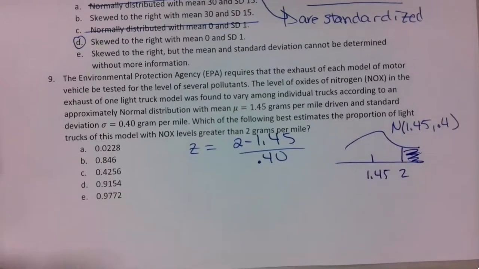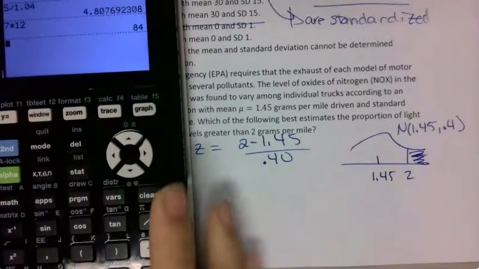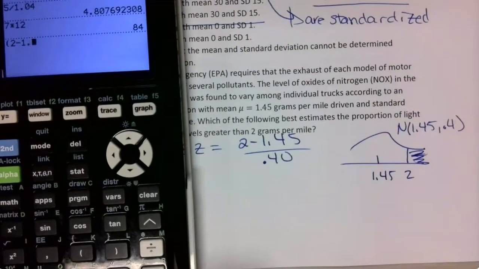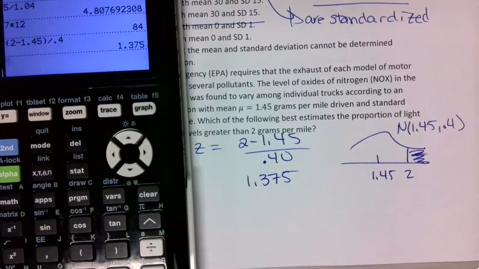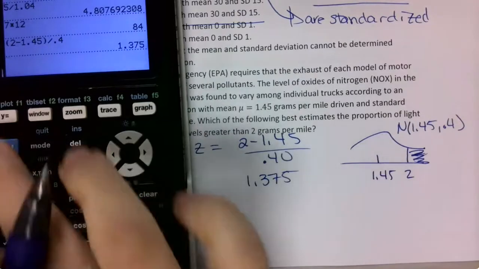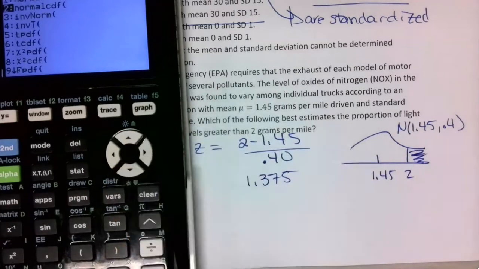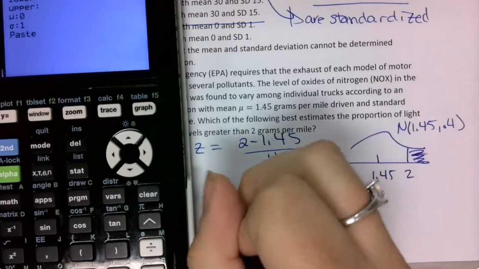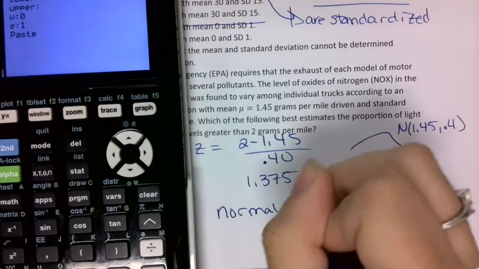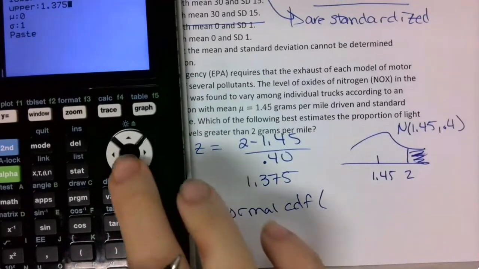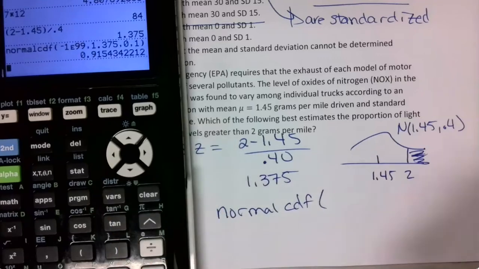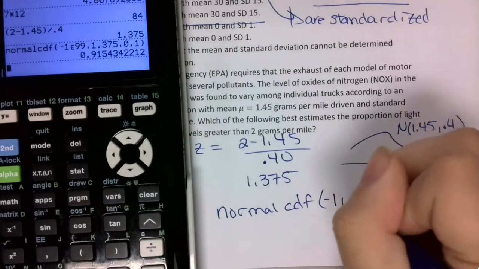I'm going to find my z-score. So 2 minus 1.45, oops, I wanted to close the parentheses, divided by 0.40 gets me 1.375. Then I want to find the area under the curve. So I'm going to go second bars, and I want normal CDF. If this was on the free response portion, I would write normal CDF. You don't have to on the multiple choice. And then my lower is my z-score, 1.375, and then I want to paste and enter. I want to write down what I've also written there, if this was a free response.